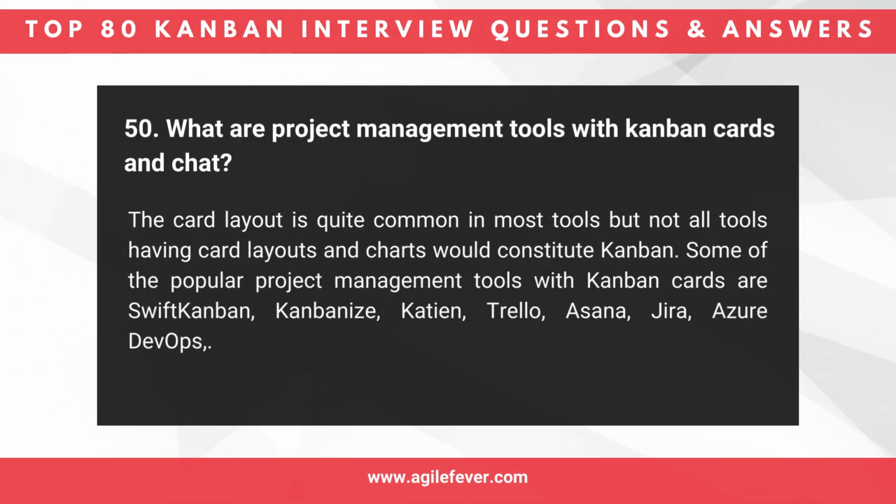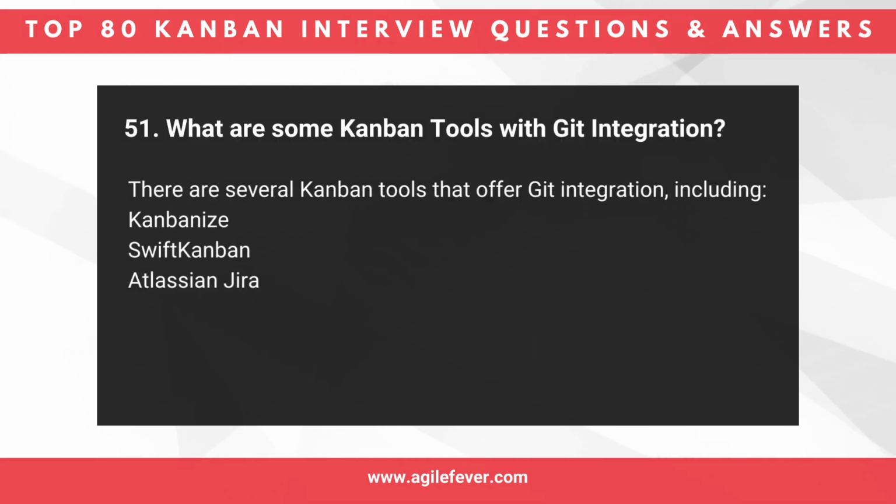Question 50. What are project management tools with Kanban cards and chat? The card layout is quite common in most tools, but not all tools having card layouts and charts would constitute Kanban. Some of the popular project management tools with Kanban cards are Swift Kanban, Kanbanize, Gittin, Trello, Asana, Jira, Azure DevOps. Question 51. What are some Kanban tools with Git integration? There are several Kanban tools that offer Git integration, including Kanbanize, Swift Kanban, Atlassian, Jira.